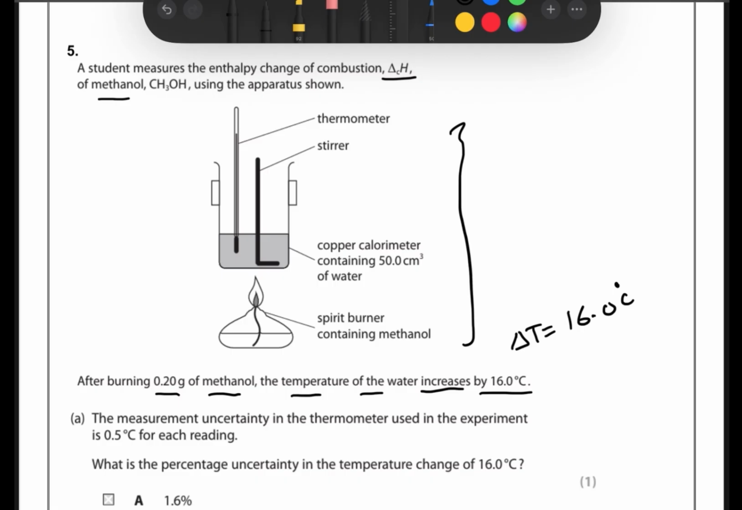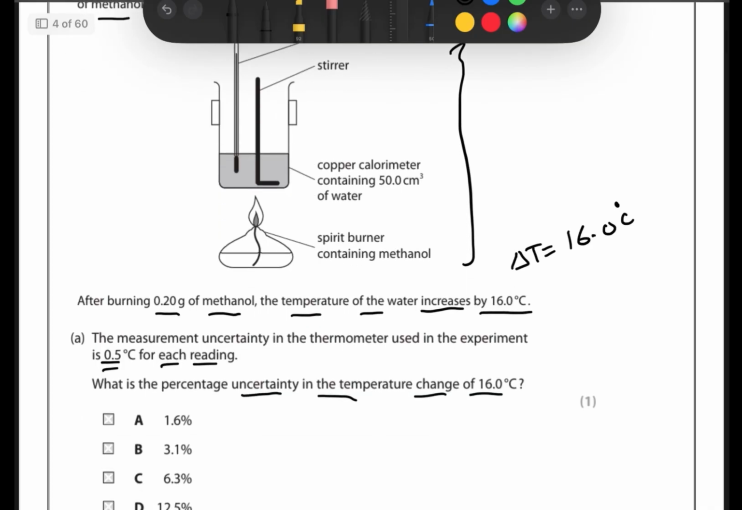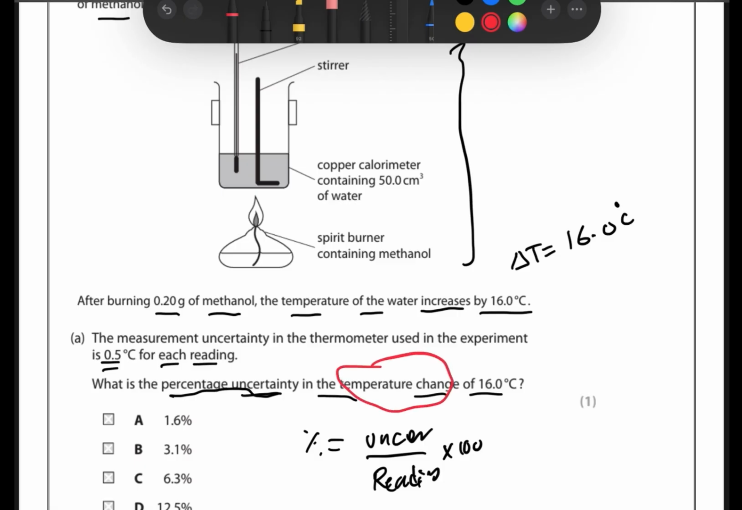The measurement uncertainty of the thermometer used in this experiment is 0.5. The uncertainty means that you could have an error within this 0.5. And this is for each reading. What is the percentage uncertainty in the temperature change of 16 degrees Celsius? Just keep in mind there's a beautiful rule to be applied for the percentage uncertainty, and it's equal to uncertainty over the reading times 100. Uncertainty percentage is going to be applied on the temperature change, which means delta T.